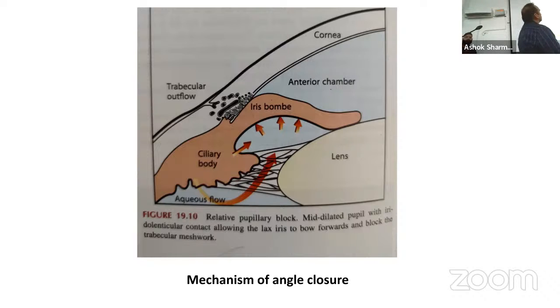Here, the ciliary body is producing aqueous. There is appositional angle closure. The iris is apposed, there is plateau iris. Aqueous is not going from this place to the anterior chamber, and it is making things worse.